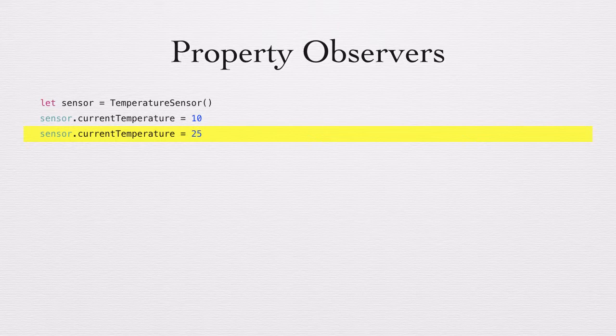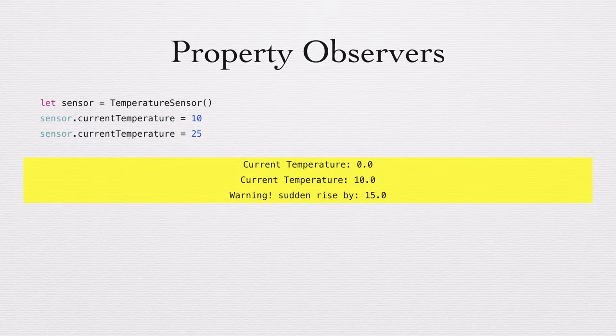When we set the current temperature to 25, the condition in the didSet method is satisfied and the runtime prints the warning message to the user. This is the program output.